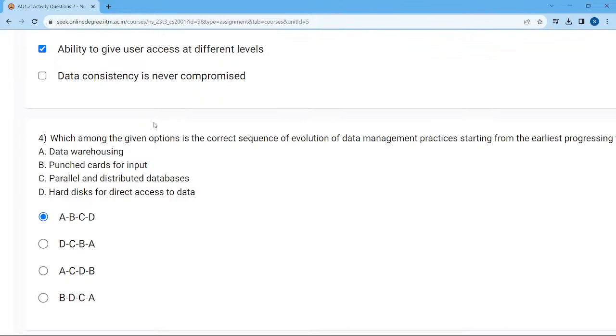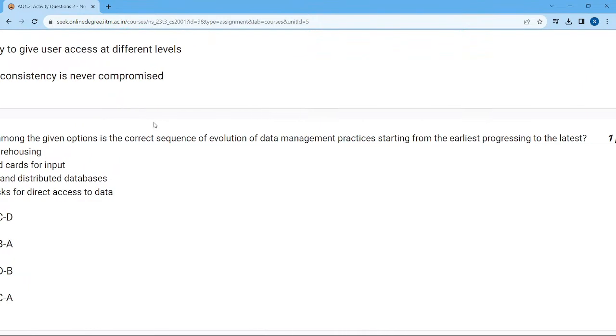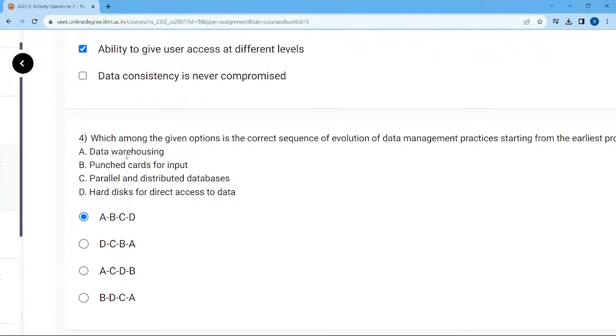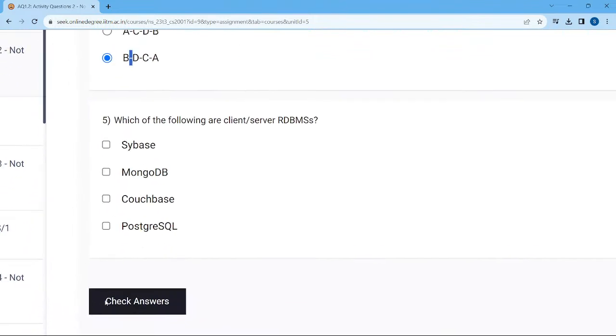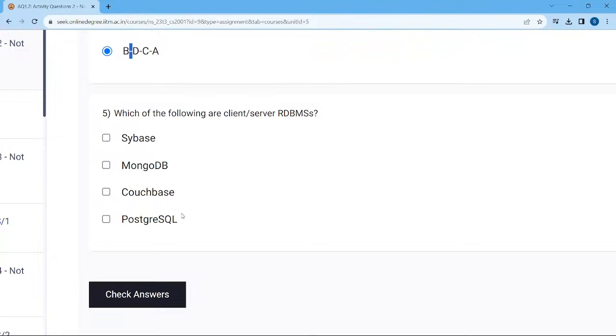Is the correct sequence of evolution of data management practices starting from the earliest progressing to the latest? So what came first and what came last? Parallel distributed, that is DBMS, right? C came later on. Punch card for input, B came first, then hard disk came second, then parallel distributed came third, and data warehousing came last.